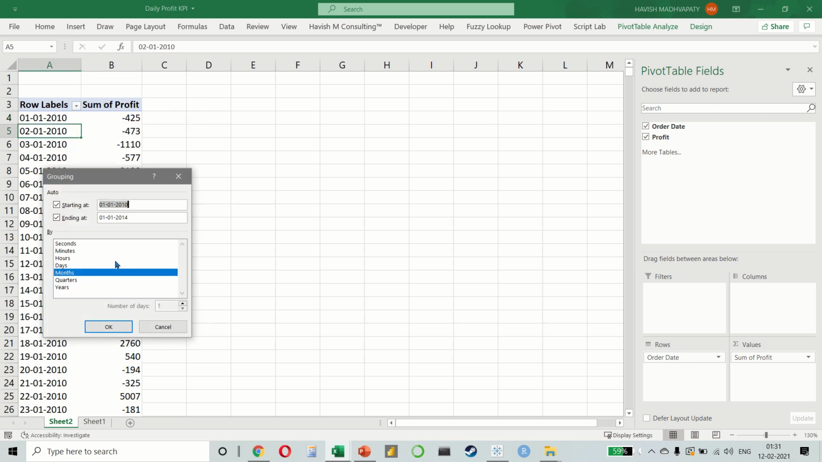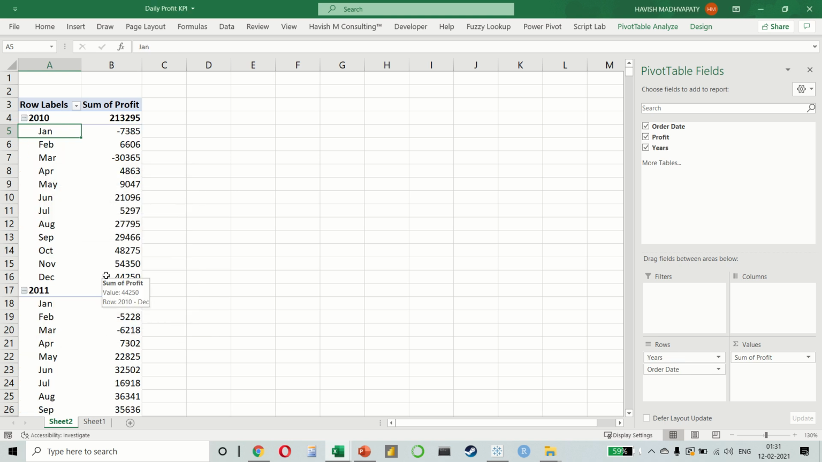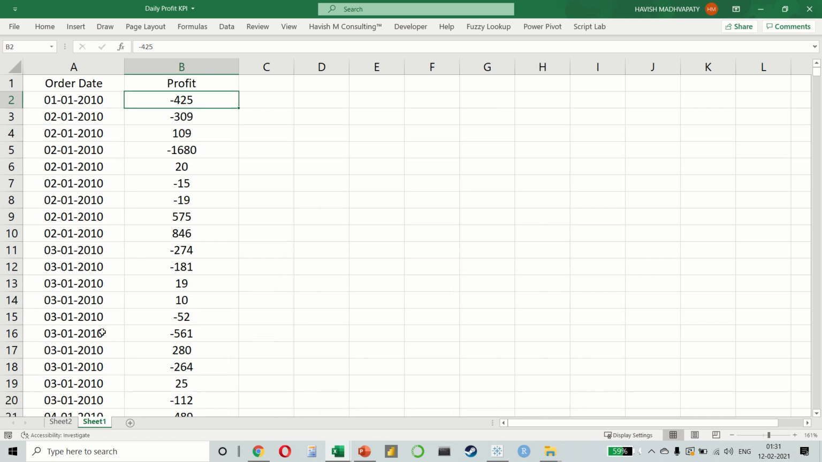If we group the data into the month and the years, for example, we can also see that overall in January, we incurred a loss of 7,300. In February, we had a profit of 6,600. But in our example, this is not what we want to do. We want to find the daily profit KPI.